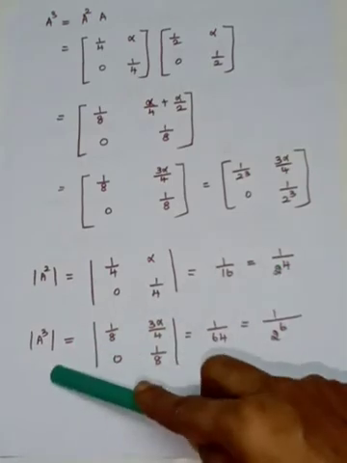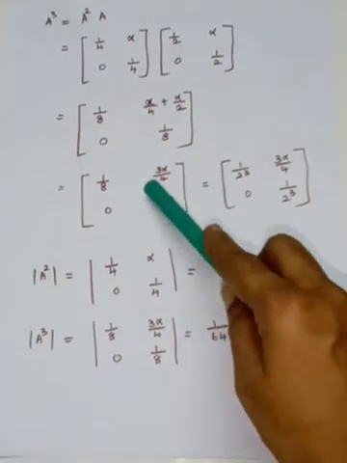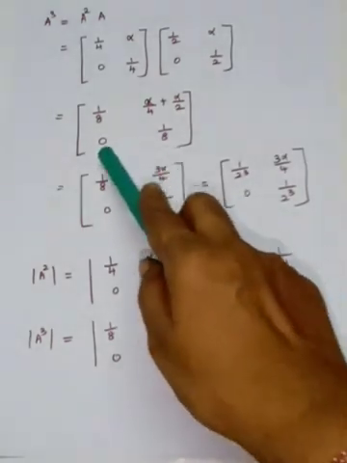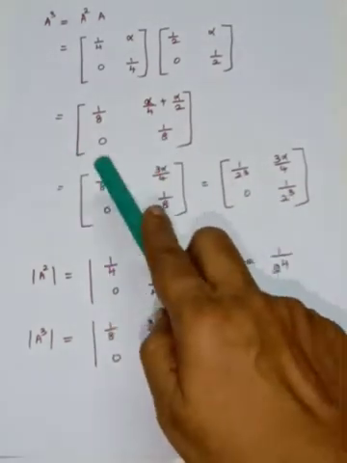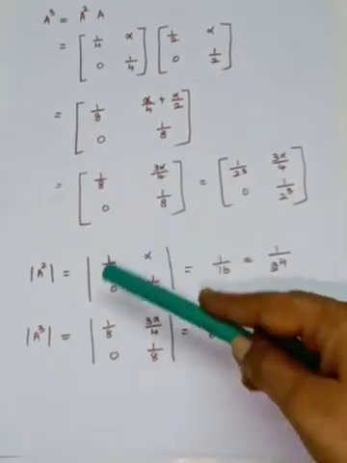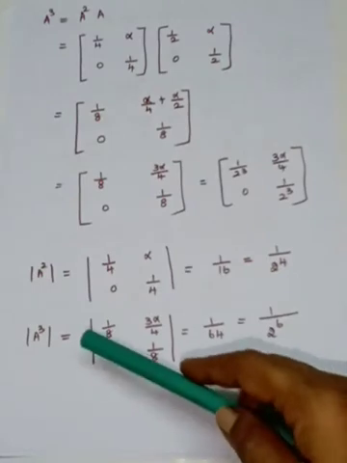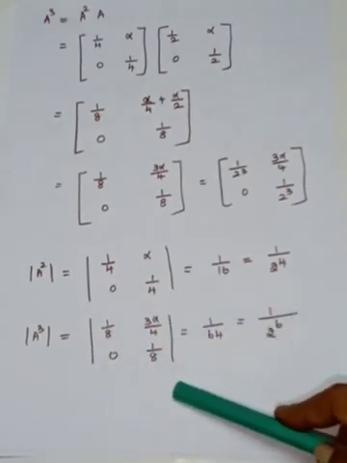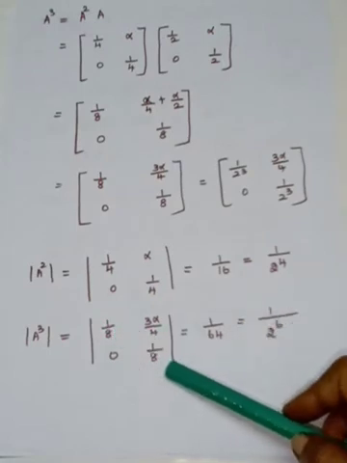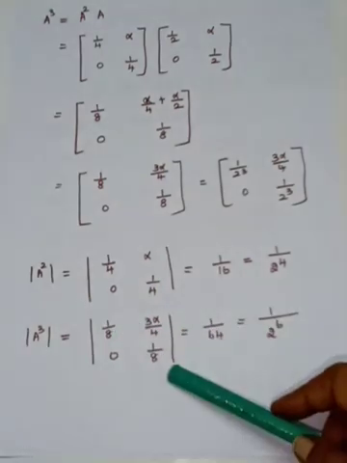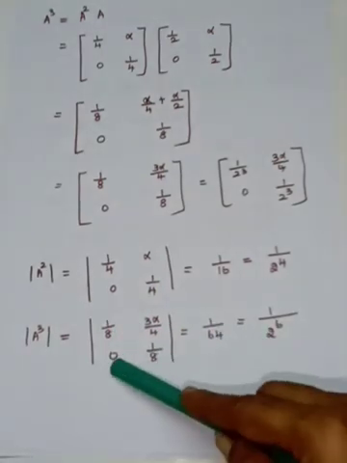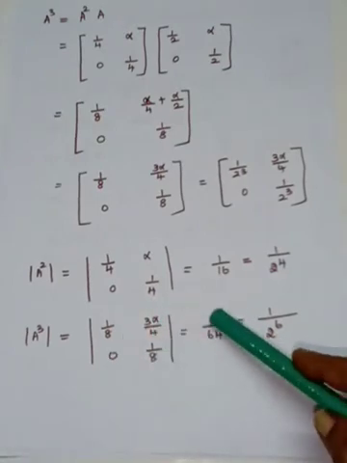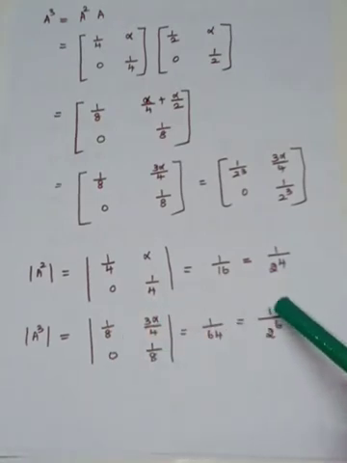In the same way, determinant a cube. A cube value is written here. So a cube matrix is written here and now the determinant value. So the entries have to be written within the vertical lines and you are going to find the value. So 1 by 8 into 1 by 8 is 1 by 64 minus 0. Okay, so the 1 by 64 can be written as 1 by 2 power 6. In the same way, you can go for determinant a power 4, a power 5 like that.